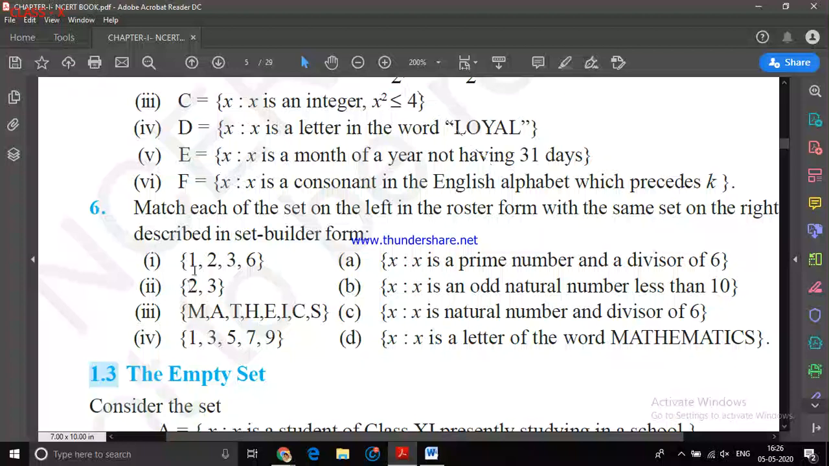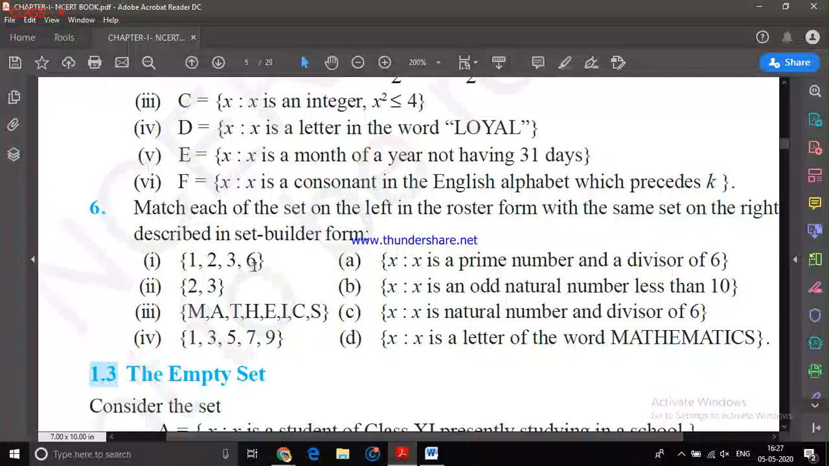Okay, sixth question. Match each of the following sets as 1, 2, 3, 6. X is a prime number and is a divisor of 6. X is an odd natural number less than 10. X is a natural number and divisor of 6.